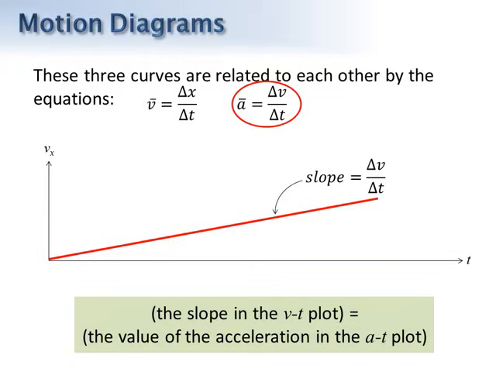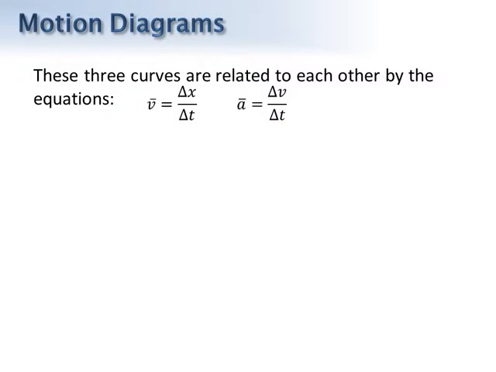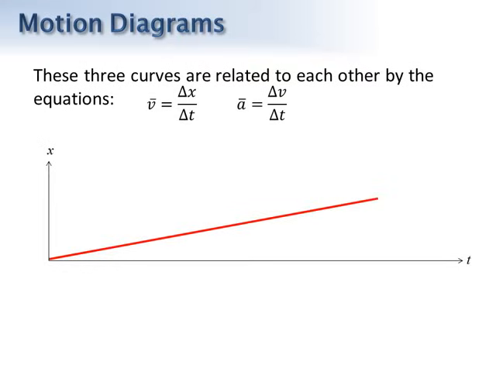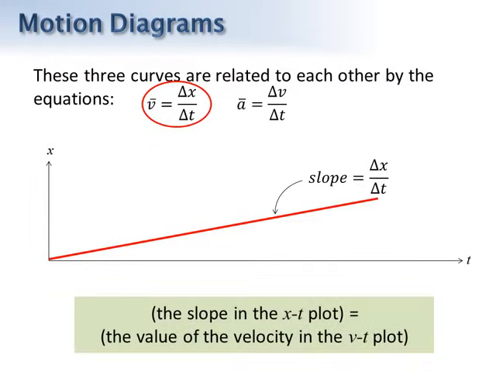So let's go through a similar analysis with the position plot and we'll get our second rule. If this is the position plot, then the slope of this line is delta x over delta t. From our equation above, we know that delta x over delta t is also average velocity. So that gives us our second rule. The slope in the xt plot is equal to the value of the velocity in the velocity plot, or the VT plot. All right, so now let's see if we can apply these rules to the motion plots for the car that we had previously come up with.